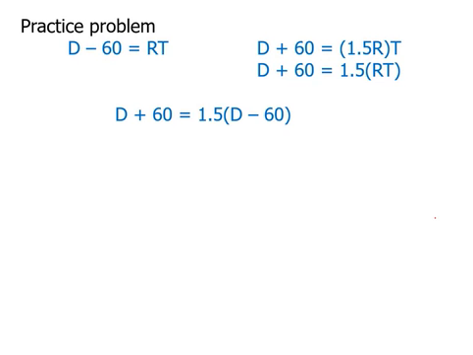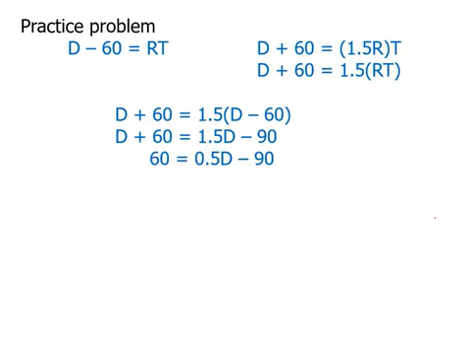We distribute. We get 1.5d minus, and then 1.5 times 60. 1 times 60 is 60. 0.5 is 30. 30 plus 60 is 90. So 1.5 times 60 is 90.